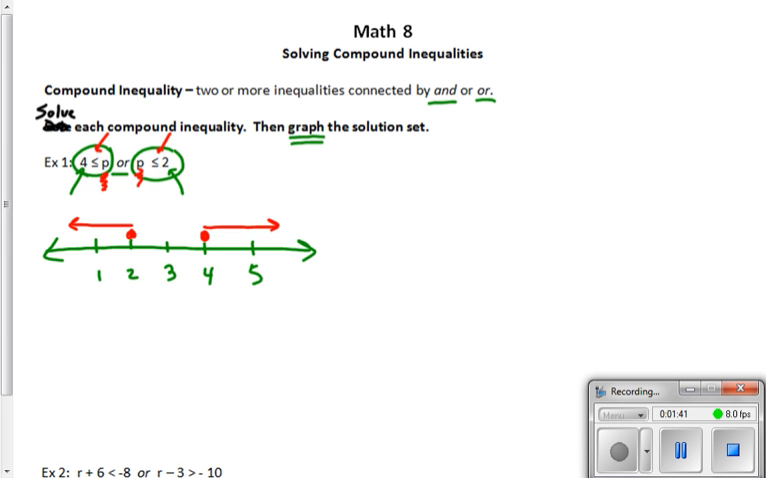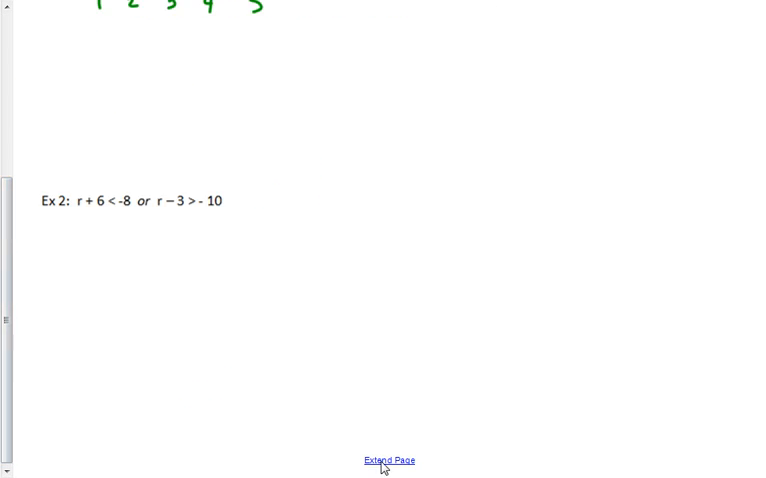Example 2 is going to be pretty similar. The only thing that is different is that when you look at it, it is not solved. So we need to get r by itself. We'll break these two inequalities down. Again, we have "or." You need to get r alone. In order to do that, I'm going to subtract 6 from both sides, and I'd have r is less than negative 8 minus 6, which is negative 14.